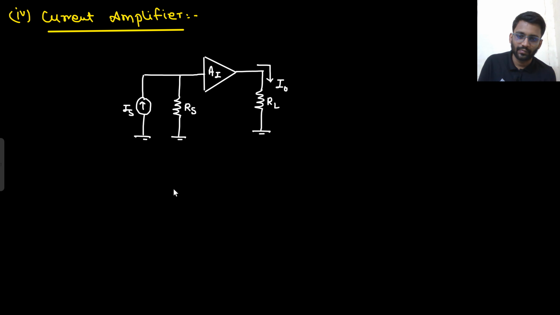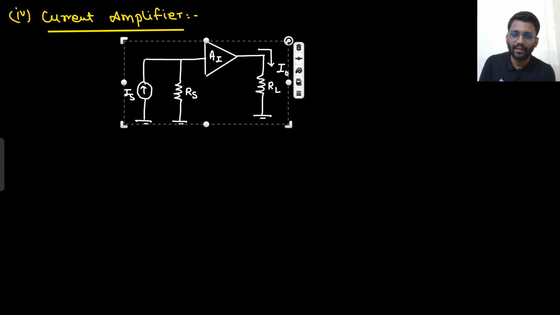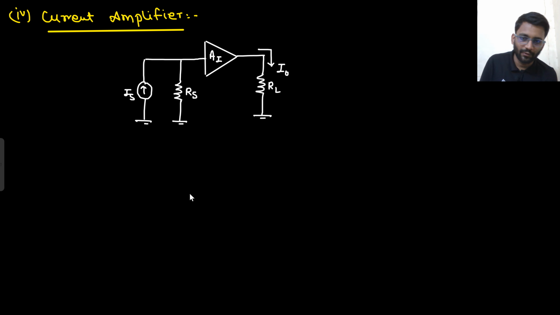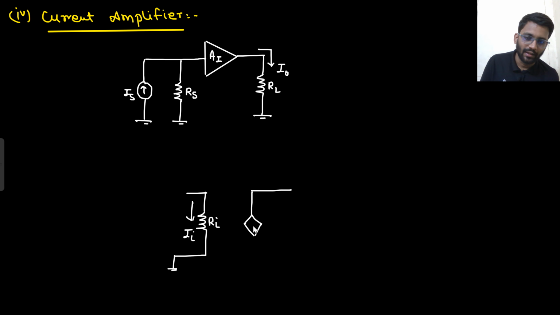So let's make the complete diagram. For the amplifier part, it will have some input resistance. In that input resistance, some current would be coming, and that current would be I in. Now this current will be amplified with the factor of AI and will generate a current source only, since my output is also a current source. So it will generate a current source only, AI into I in.